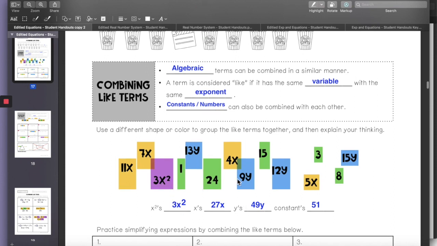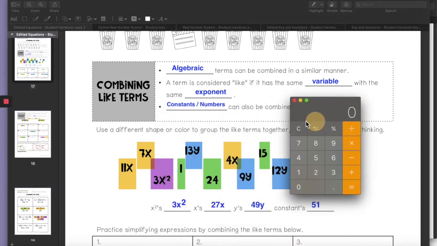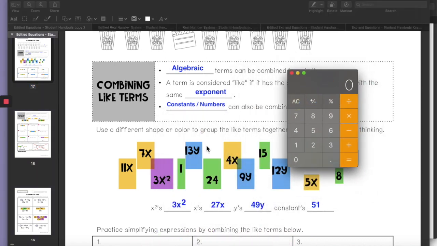So when I want to combine these, for example, for the x's, we only have 3x squared, so it stays the same. There's only one of those, so I rewrite it just as it is. But if I want to combine my x's, I have to add up how many there are. So all I do is add up the coefficients. How many x's are there? Well, I had 11 here, so I have 11 plus 7 plus 4 plus 5. Now I have 27 x's.